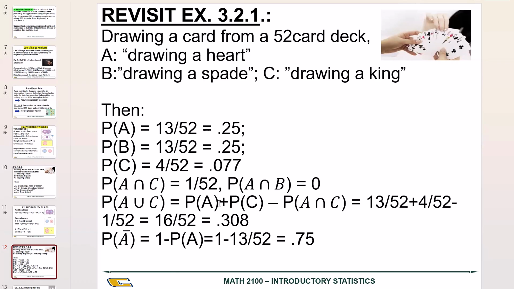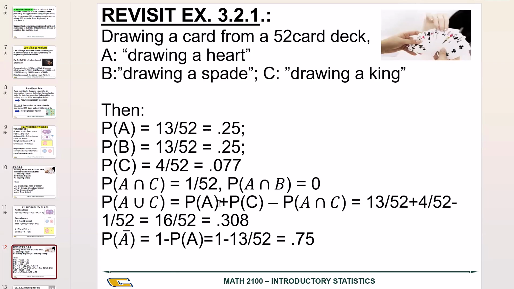How about A and B, which we already discussed? Draw a heart and draw a spade, which is impossible to happen. A card cannot be both. When you draw it, it is either heart or spade, it cannot be both. Maybe heart, maybe spade, maybe none of them, but it cannot be both.